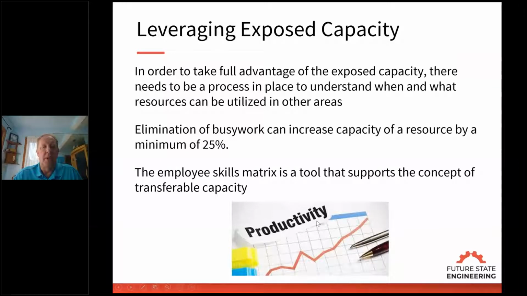Employee Skills Matrix is a tool that supports the concept of what we call transferable capacity. So can I move resources from one area to another area if we have disruptions in that other area? A lot of times I hear, oh, we can't move that guy because he doesn't have the skills. I'd rather, instead of train him, I'll just do it myself, right? It's quicker to do it myself than to train somebody.